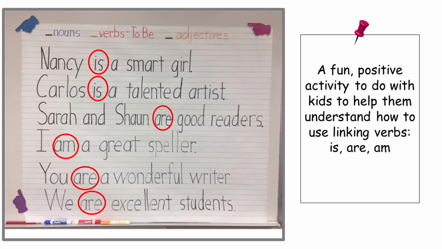Another activity that I like to do in the classroom is to have students give me sentences with linking verbs about other students that are positive or about themselves that is positive. So in this example, we have Nancy is a smart girl, Carlos is a talented artist, Sarah and Sean are good readers, I am a great speller, you are a wonderful writer, we are excellent students, and we make sure that everybody participates and everybody has something that is a positive thing about them.